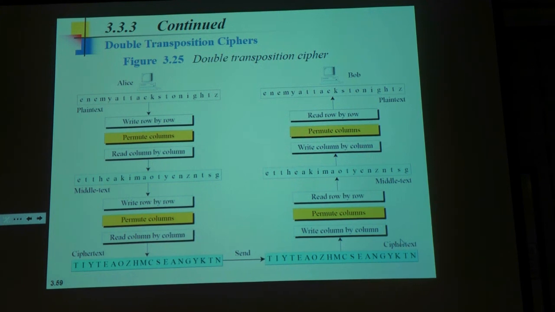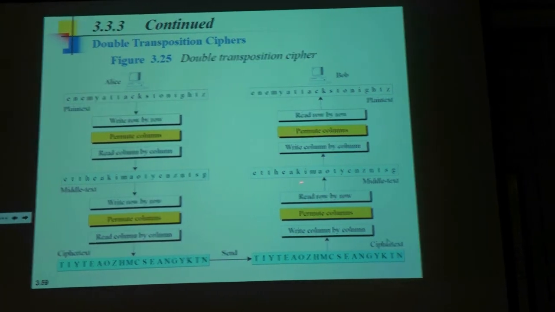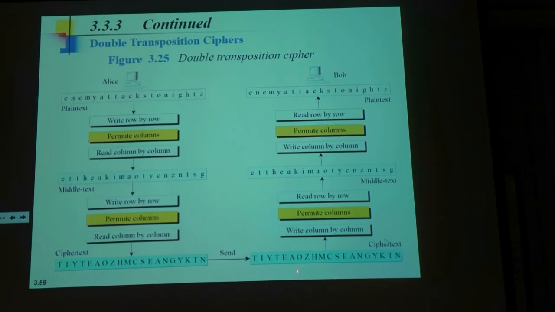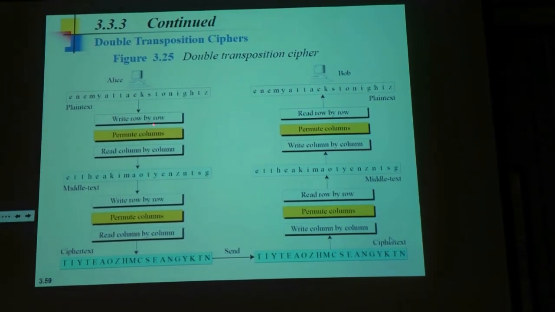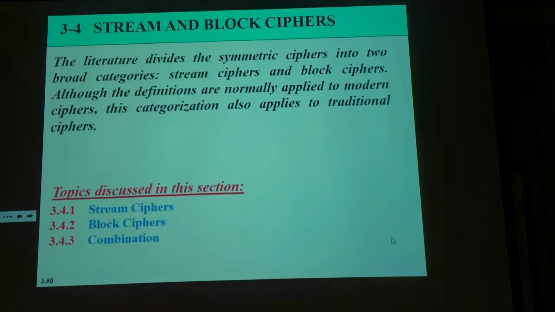However, you have to know what you did, because when you go back, you have to apply them in reverse. Okay? You have to apply it in reverse until you get to the result. So you started with write row by row, and here write column by column. Permute columns, then here, and so on and so forth, until you get to the end.